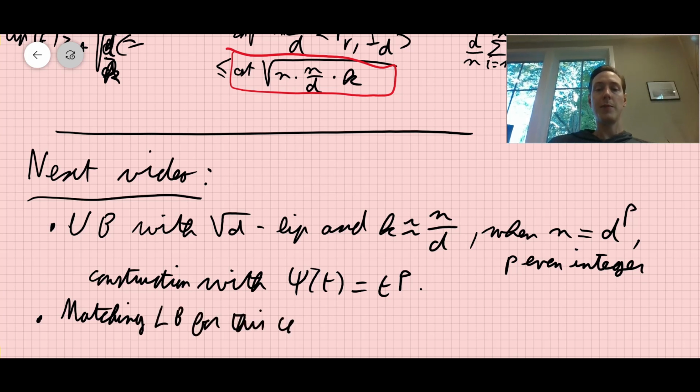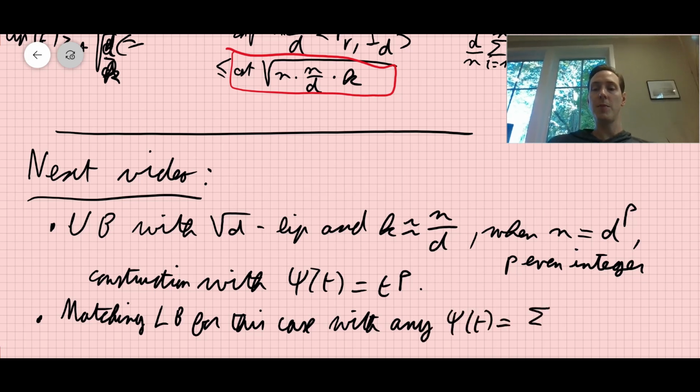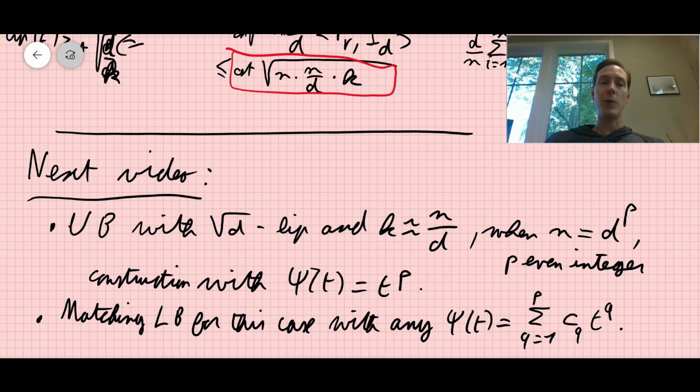So again, what it means is that for this case, when n is d to the p, k is optimal size, and I will show that you cannot be better than square root d Lipschitz. And this will be more general than just psi of t equals t to the p. So matching lower bounds for this case with any polynomial activation function psi of t, which is a sum for q equals 1 to p of, let's say, c_q t to the q. What's going to be interesting is that this will broaden the set of cases where we have an upper bound and a lower bound matching the conjecture, and also the connections to tensors are interesting.